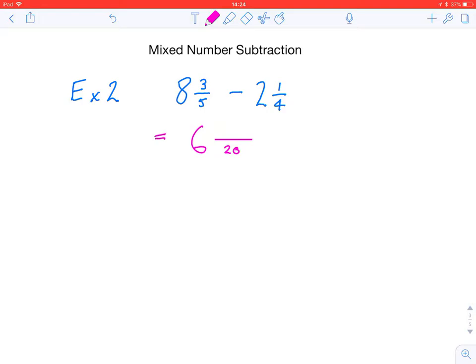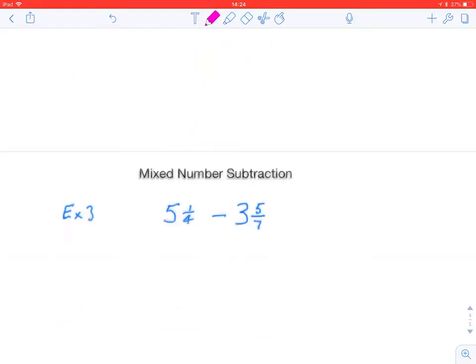Now we've multiplied the 5 by 4 to get 20, so do the same to the numerator. 3 times 4 is 12. This time it's minus. We've multiplied the 4 by 5 to get 20, so do the same to the numerator. 1 times 5 is 5. So we've got 6 whole numbers. Simplifying the numerator here, 12 take away 5 is 7, to give an answer of 6 and 7/20.